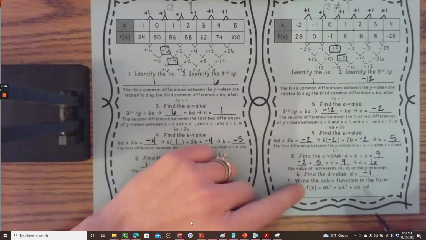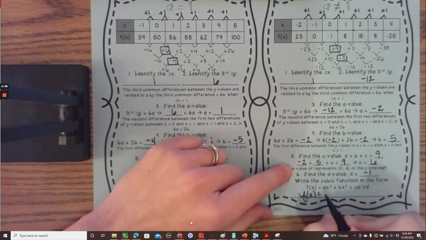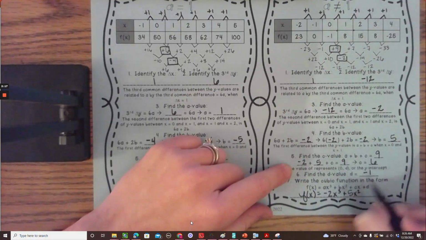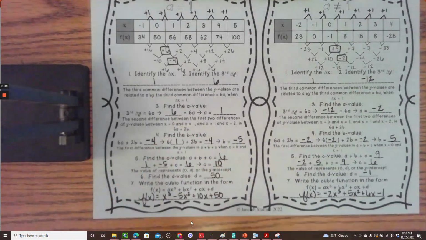And then we can write our equation. So f of x equals a is negative 2, x cubed. b is a 5, positive 5, so plus 5x squared. c is a 6, so plus 6x. And then d, or my y-intercept, is a negative 1.